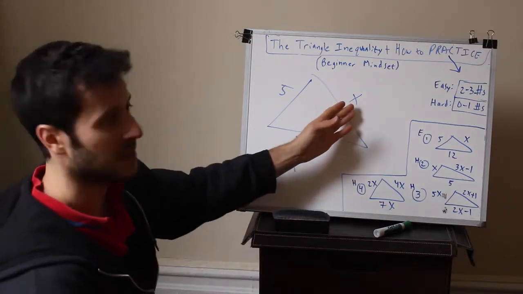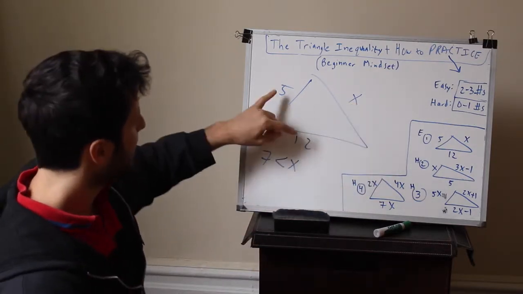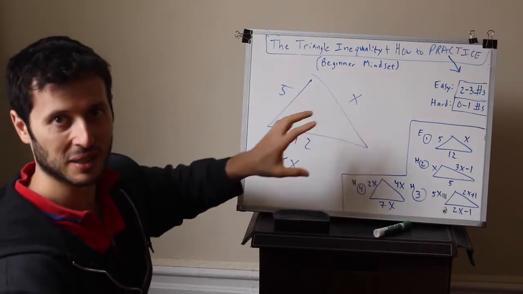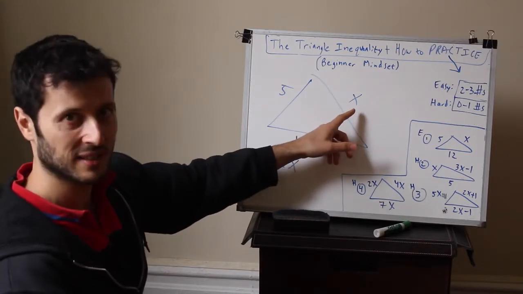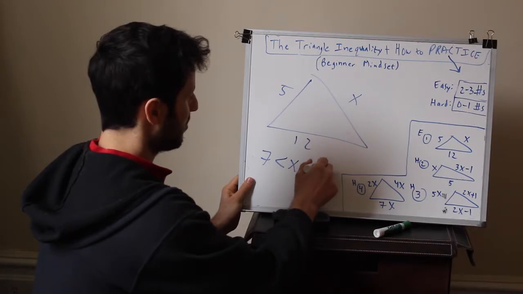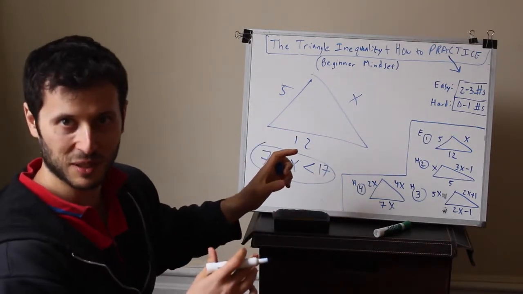Now, can x be as large as we want? Can it be like 100? Well, if x is 100, these two, their sum is not going to be greater than x. So there's a limit, right? X can't be even 20. So we look at these two, 5 plus 12 is 17. So x has to be below 17. So that's how you do this basic triangle inequality question.